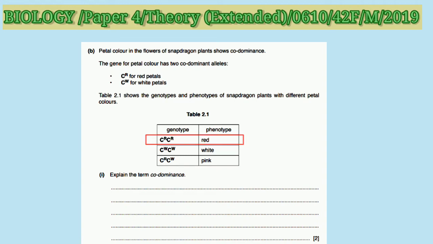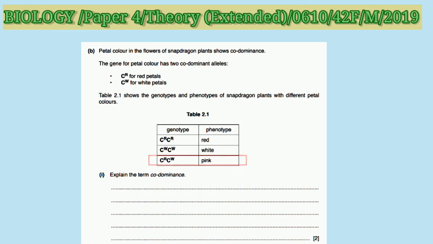And in the second one, CW-CW is homozygous for the white allele, so the color of petals will be white. In the third row, CR-CW, two alleles are there, a heterozygous condition, and both are expressed equally. Here, neither is dominant over the other. CR is for red color, CW for white color, and the color of petals here is pink. Both colors, white and red, are expressed.